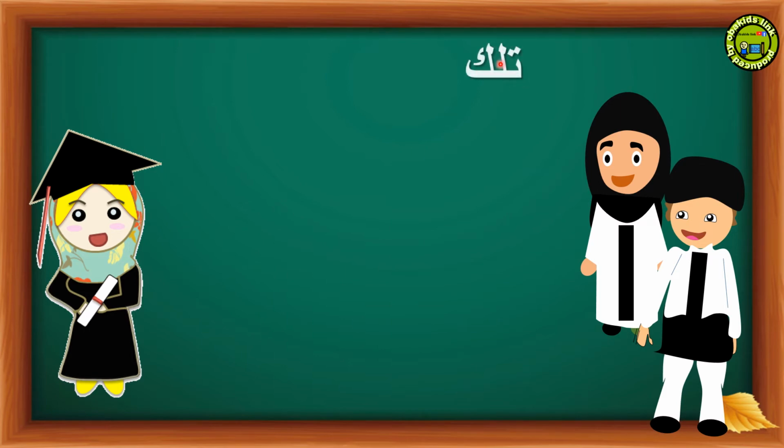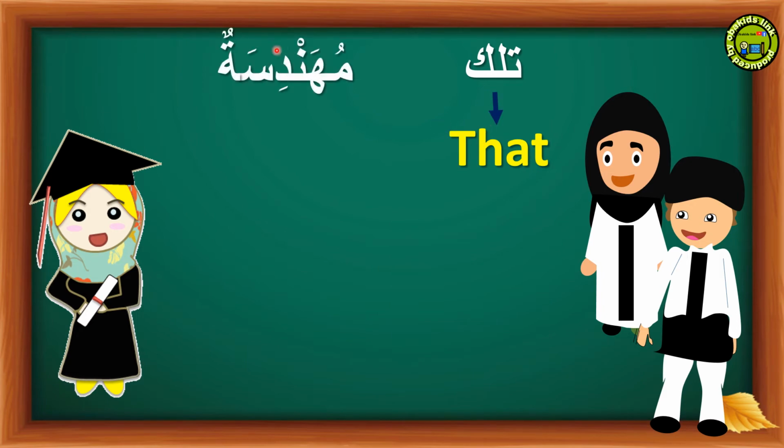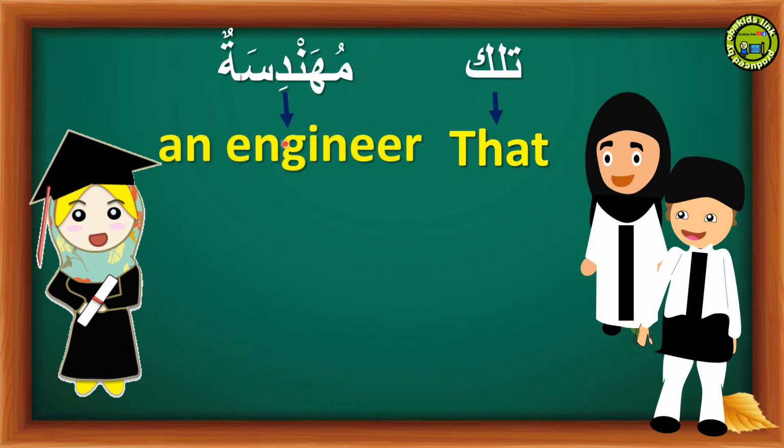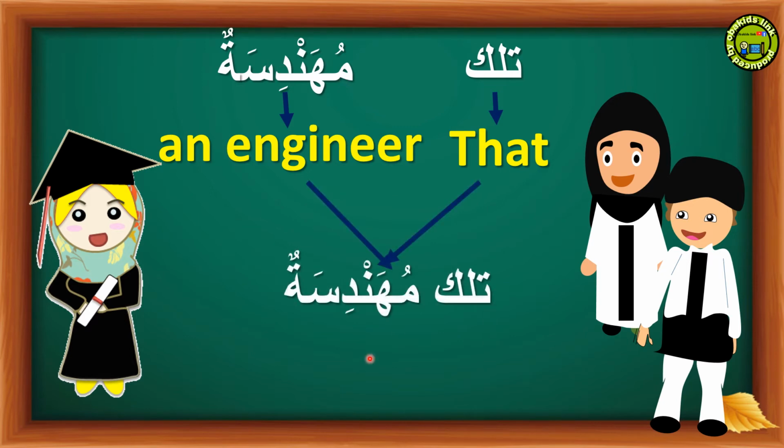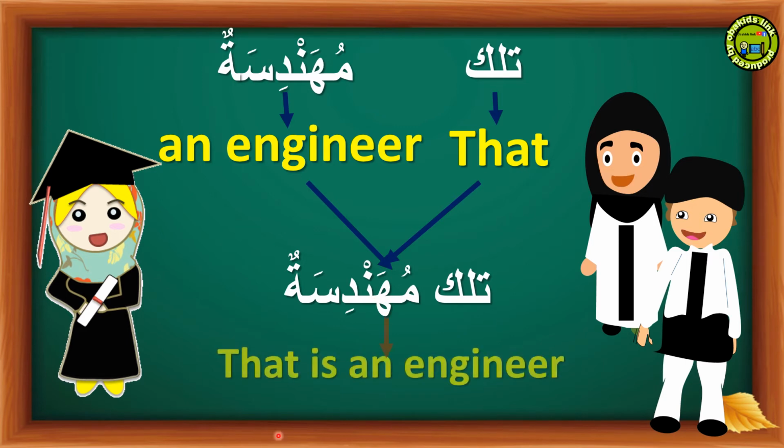This is Tilka. Tilka is a singular feminine demonstrative pronoun which means that. This is Muhandisatun. Muhandisatun is a singular feminine noun which means a female engineer. Now if we join Tilka and muhandisatun together, it becomes Tilka muhandisatun. Say after me. Tilka muhandisatun, which means that is a female engineer. Let us see another example.